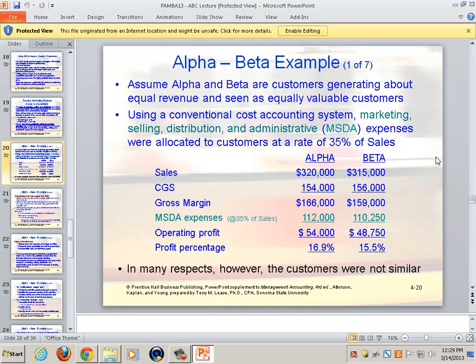the expenses for customers doesn't reflect reality because these customers are very different. Alpha is a very easy customer and beta is a very difficult customer. Easy and difficult in terms of what they need and what they demand.